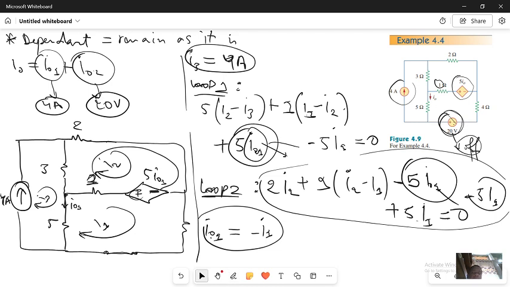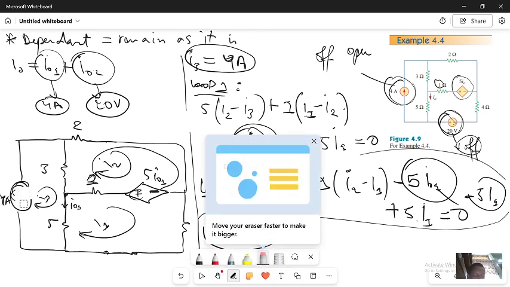I have to find I02. To find I02, now I will turn this one off. When is it going to be off? By open circuit, since it is a current source. So my circuit now is going to be like this one. This one is going to be off.